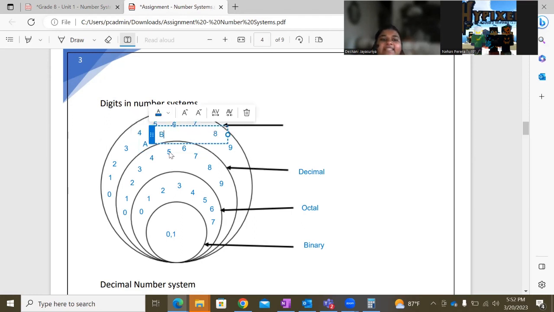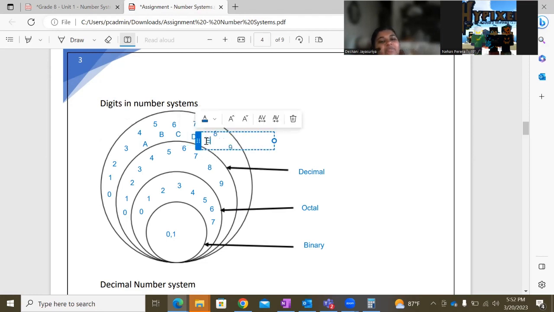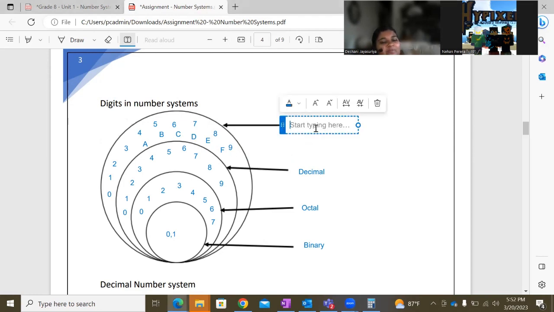So A, B, C, D, E, F means we are adding A is considered as 10, B is considered as 11, C is considered as 12, D as 13, right? So 10, 11, 12, 13. So there also we are getting up to 16 in A, B, C, D, E, F format, right? So that we can easily use these forms, right?